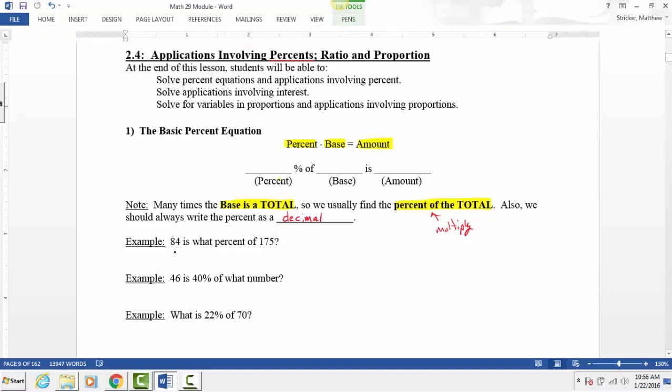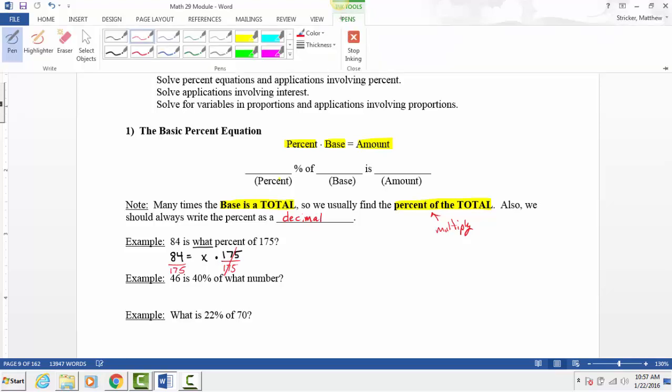It says 84 is, so 84 equals what percent? We don't know. When we say what, that's the unknown, so that's the variable. What percent of, and of is multiply, 175. So 84 is what percent of 175? Just like usual, we want to solve for x, so we're going to divide both sides by 175 to find out that percent, because that will cancel the 175s.